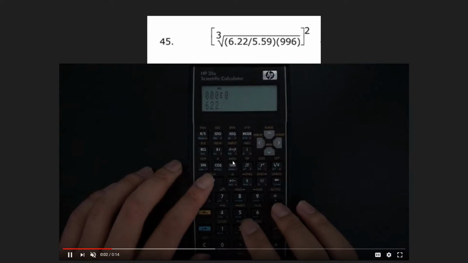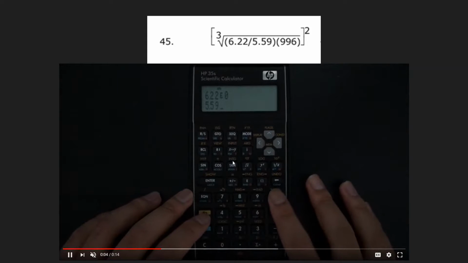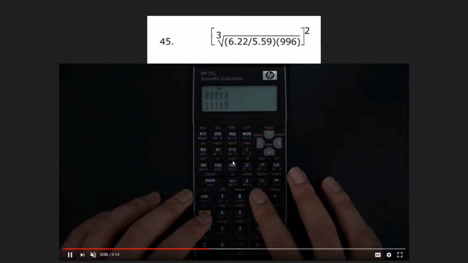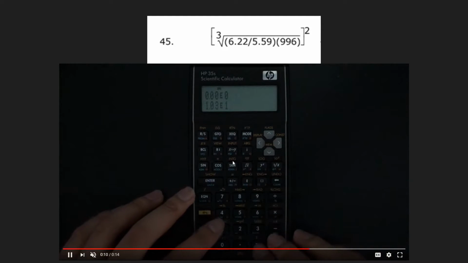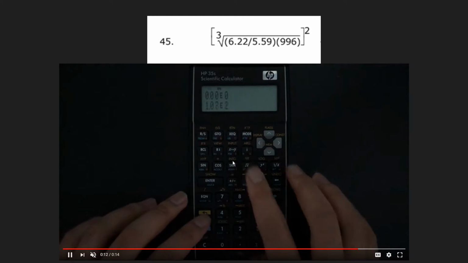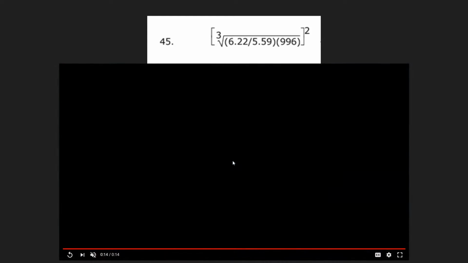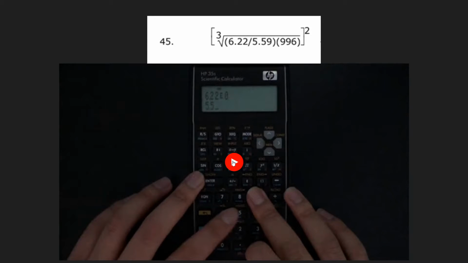Putting in 6.22 first, enter, 5.59, divide, 996, multiply, 3, yellow shift key and square root, and then blue shift key and square root. When I enter in 3, I do yellow shift key and square root to make that to the third root, and then once I do that, I'm going to press blue shift key and then square root to square the bracket.